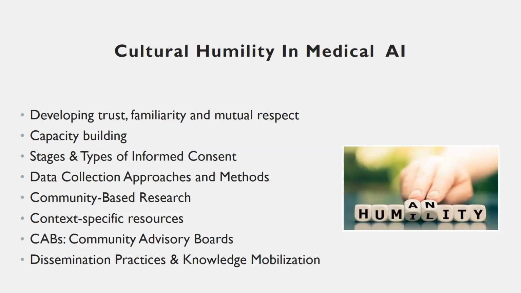And that's a really hard thing to do, right? Because you've got to sit there and ask, what are my biases? What are my assumptions? Have I done things that were discriminatory in the past, in the present, right? That's really hard to do. And I imagine that AI developers and most researchers are not necessarily doing that. And so we have to develop trust, familiarity, and mutual respect, capacity building, stages and types of informed consent.